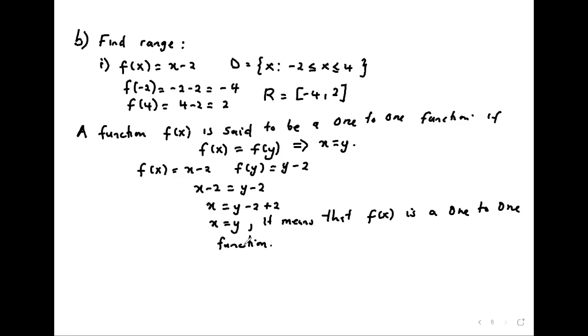Let's go to 2. f of x is equal to x squared. The domain given is x such that -3 is less than or equal to x less than or equal to 3.